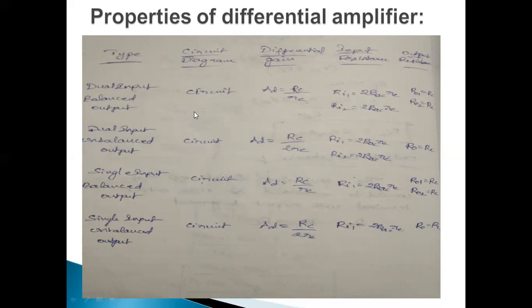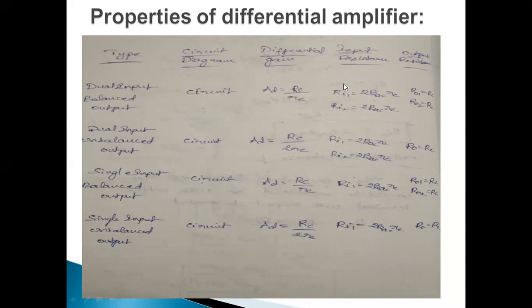Here we can use some circuit diagrams. You should draw the circuit diagram of the corresponding configuration, the corresponding differential amplifier. And next step, for the dual input balanced output, we have already calculated the differential gain, that is AD equal to RC by RE. For the second configuration, we have the differential gain as RC by 2RE. And for the single input balanced output configuration, we have the differential gain as RC by RE. And for the fourth configuration, that is the single input unbalanced output configuration, the differential gain is RC by 2RE.